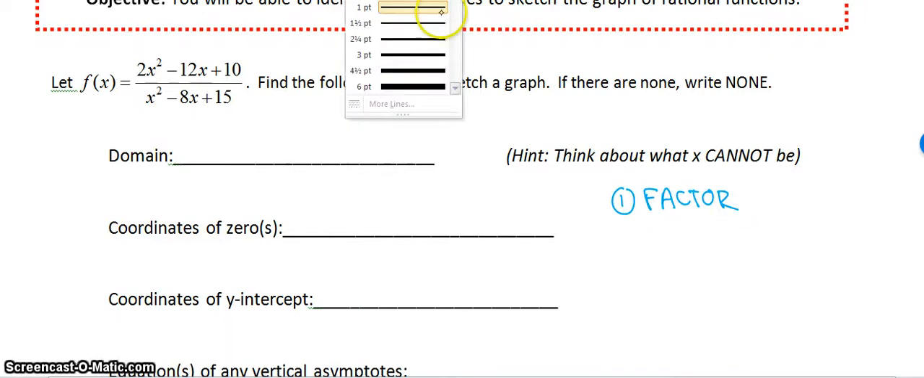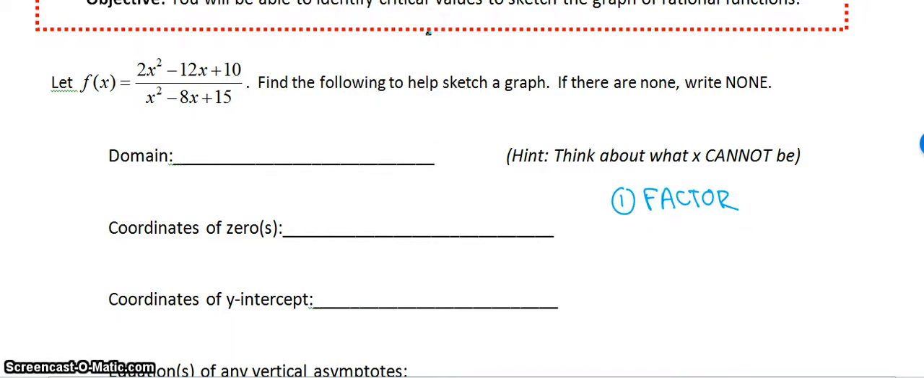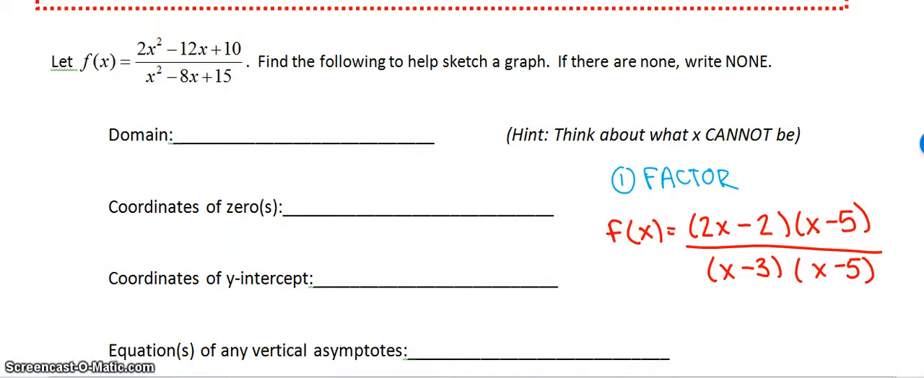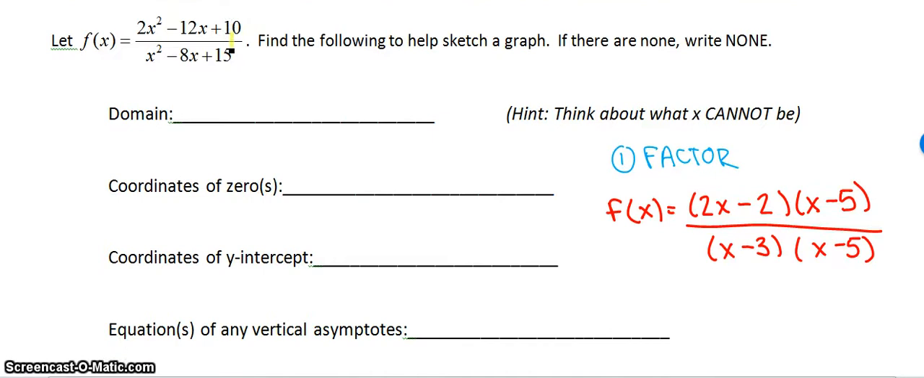I'm going to pause the video and get it factored. You're going to pause your video and do it on your own, and then I'll come back with the answer to check. Good luck. If you successfully factored this polynomial, you should get the following function in its factored form. So 2x minus 2, x minus 5 over x minus 3, x minus 5. And this will be helpful to answering some questions, whereas standard form will be helpful to answering other questions. And we'll go through which is helpful for which.